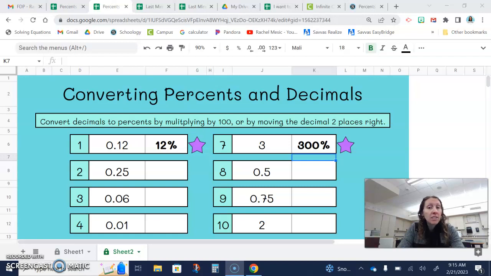Okay, for number 8, if we move the decimal once and we move it twice, there is nothing here. Nothing is the same as 0, so you can add a 0. So that one would be 50%.